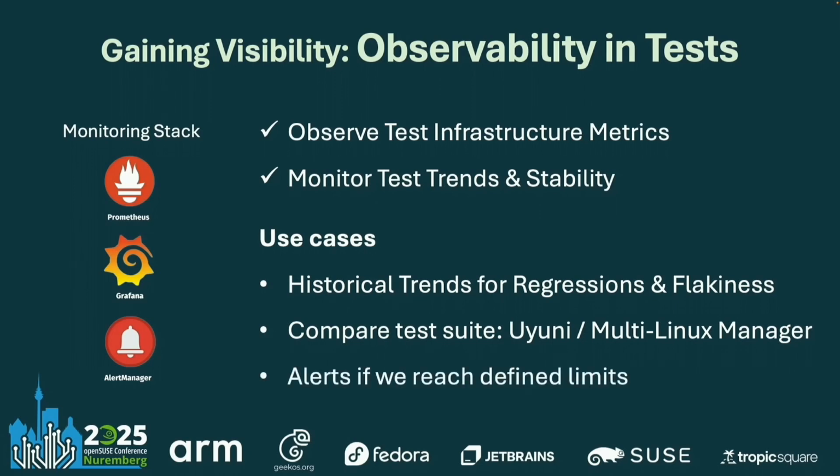By having this level of visibility, we can make data-driven decisions, react faster to issues, raise alerts, and continuously improve both our tests and the product itself.